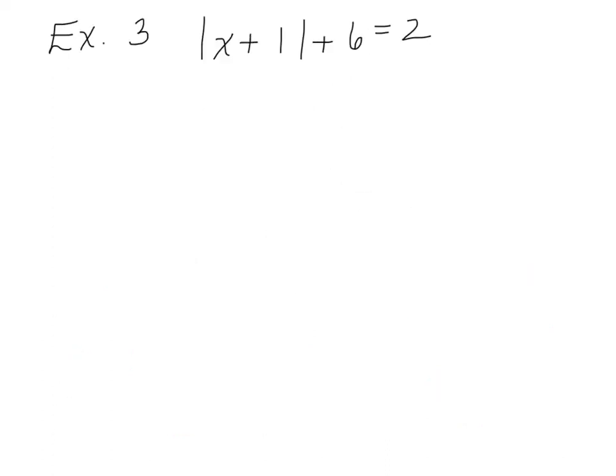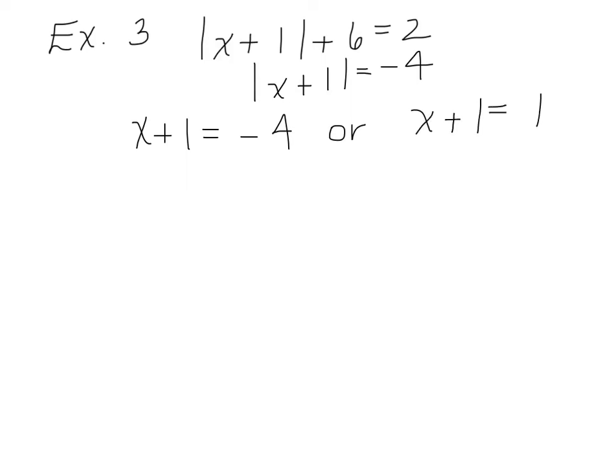Okay, so I'm going to isolate my absolute value. I'm going to get negative 4. Negative 4 is the same distance from 0 as positive 4. So I'm going to solve and get x equals -5 or x equals 3. So then I have to check my answers.